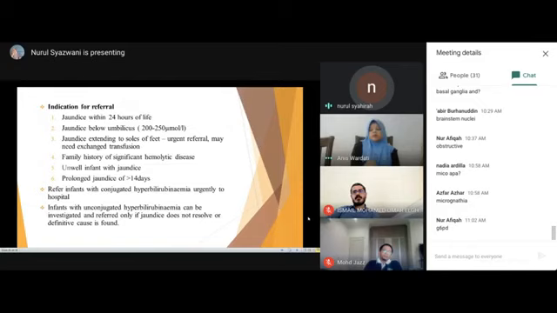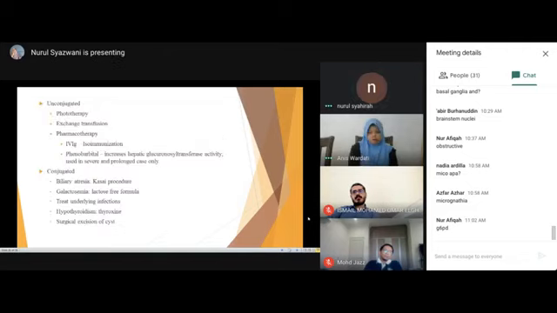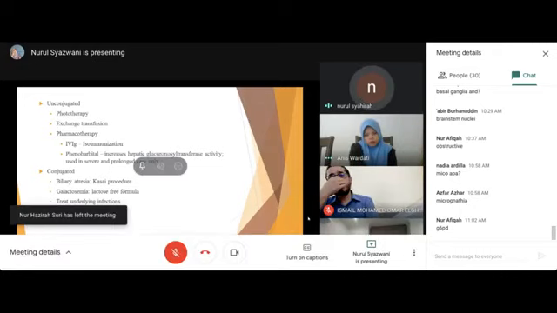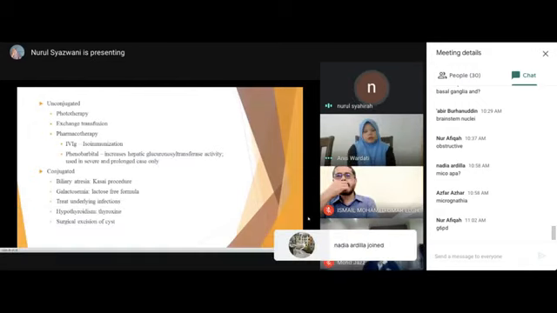Okay, so this one is the treatment for unconjugated jaundice. We have phototherapy and exchange transfusion. For the pharmacotherapy, we have IV immunoglobulin and also phenobarbital. For the conjugated, if it is caused by biliary atresia, we can give the Kasai procedure. Galactosemia, lactose-free formula, and then we need to treat the underlying infection. If there's hypothyroidism, we give thyroxine, and there's also surgical excision of cysts.